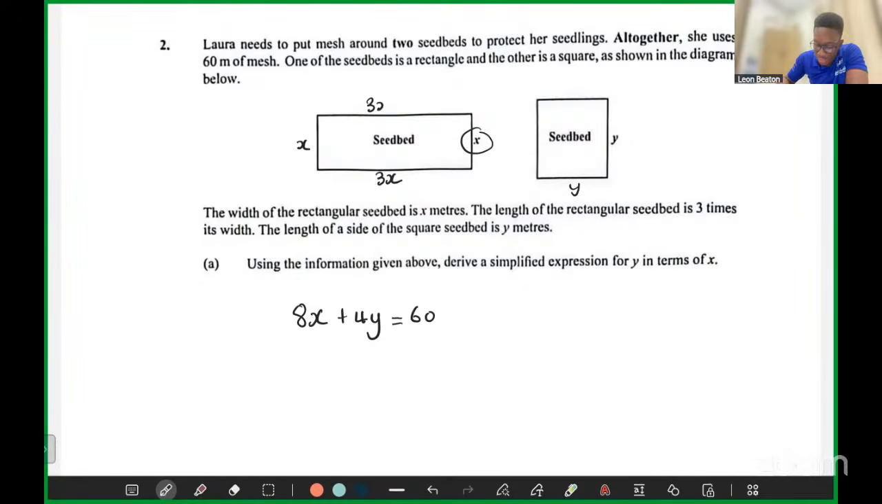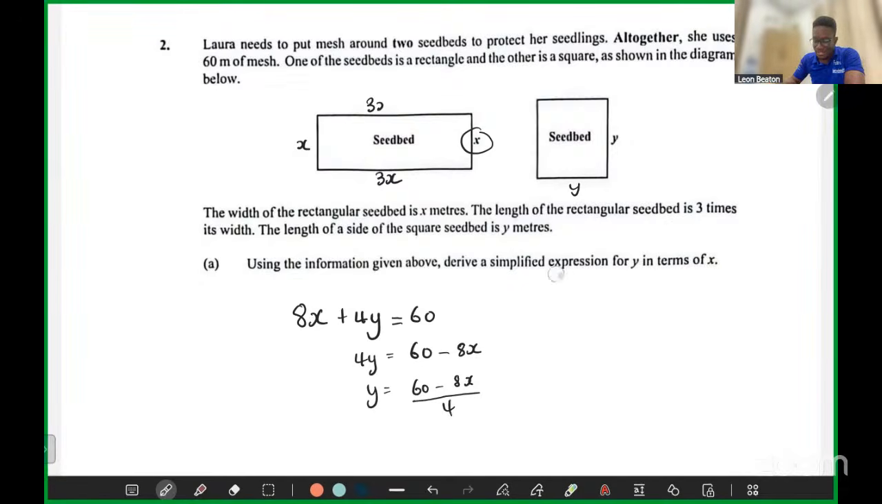So they want this now in terms of y. Well, y in terms of x. So we want y as the subject of the formula. All right, so y in terms of x. So we have to make y the subject, so we take over this 8x. So we have 4y is equal to 60 minus 8x. And then the 4 is multiplying, so when we take it over, it divides, and we'll have y is equal to 60 minus 8x all divided by 4.